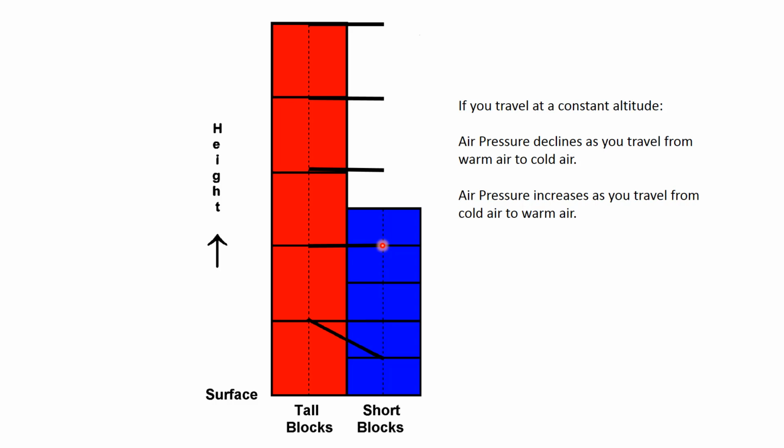So my actual air pressure is declining as I'm traveling from the warm air to the cold air. And then the opposite is true too. If I start in the cold air, let's say I board my plane here in the cold city, and then I fly up to this constant altitude, and travel to the warm city. As I'm traveling along that same elevation, my air pressure is going to increase in this case. Because I'm traveling from this location where I only had 1 block above me to this location where I now have 3 blocks above me.